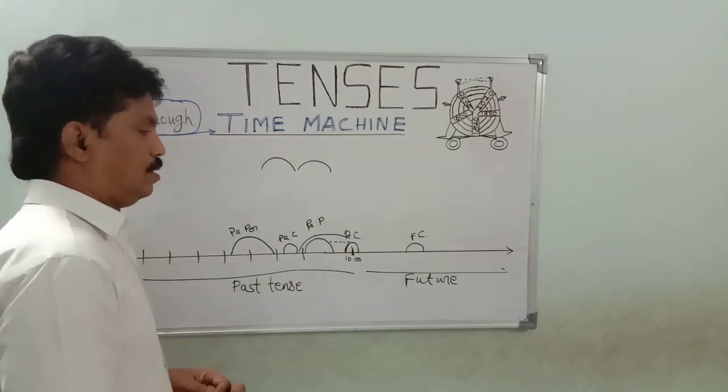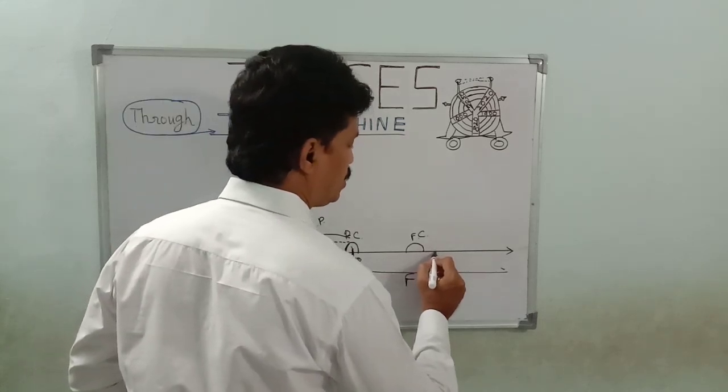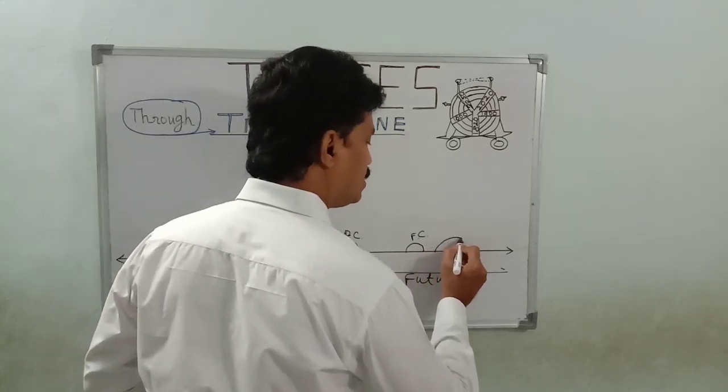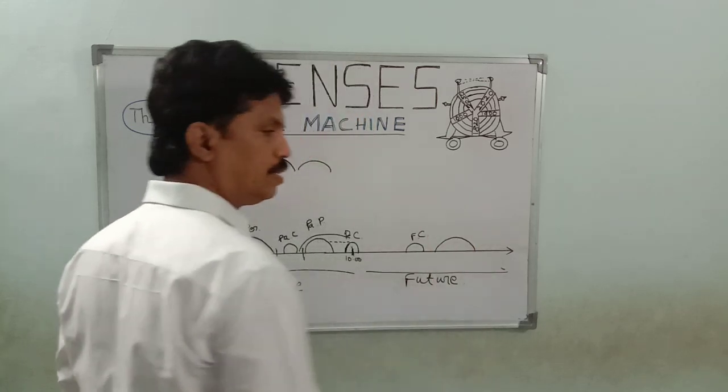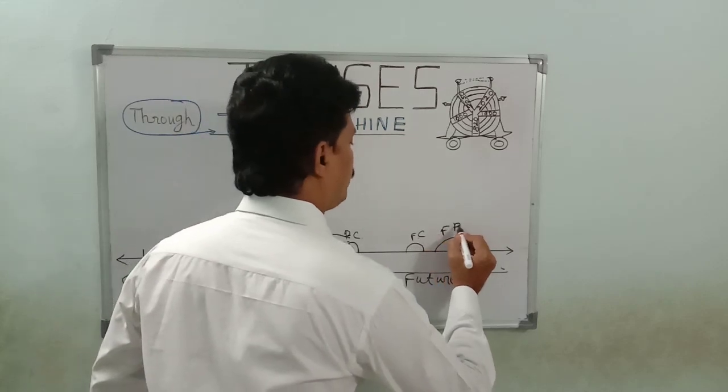Future perfect. Something which will start in future, an action which will start in future and end in future. It will be over. Future perfect.